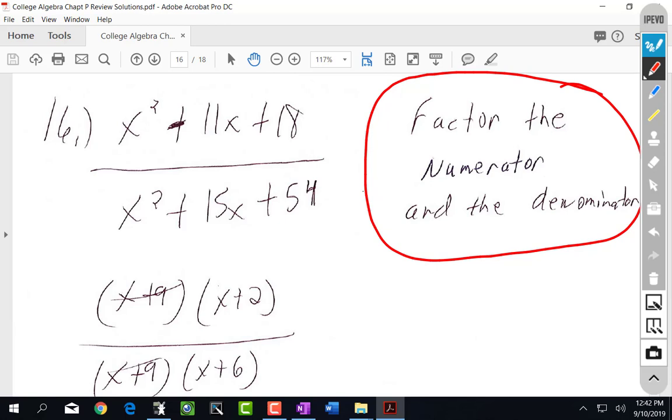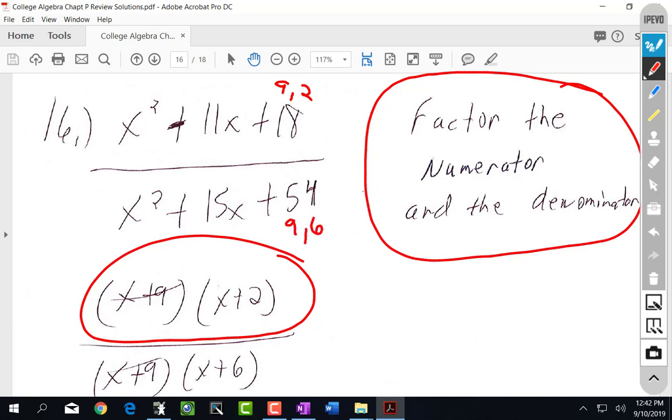So notice this 18, my factors of 18 that add up to 11 are 9 and 2. So that's going to factor to x plus 9 times x plus 2. The factors of 54 that add up to 15 are going to be 9 and 6, because 9 times 6 is 54 and adds up to be 15. So that factors to x plus 9 times x plus 6.